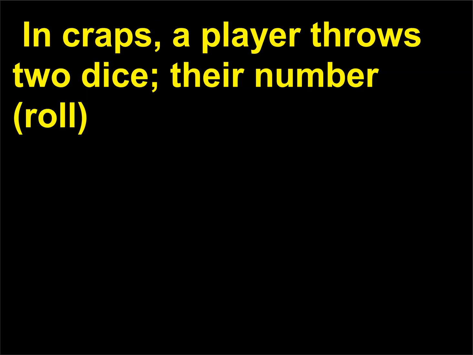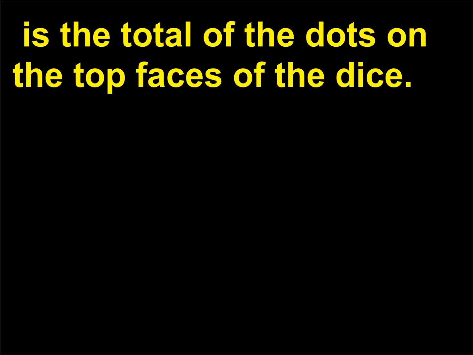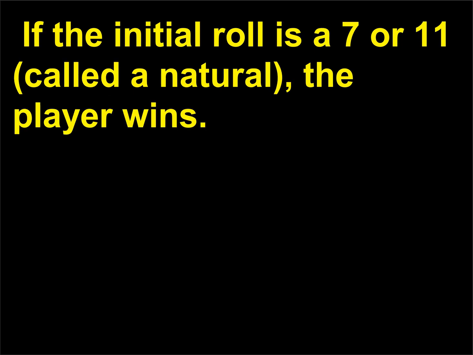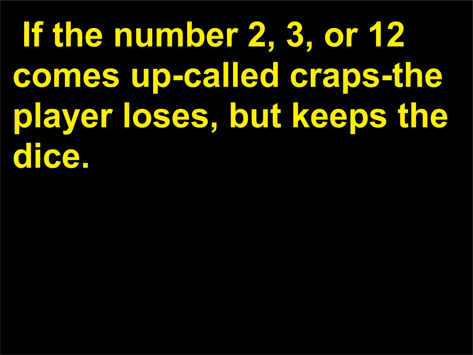In craps, a player throws 2 dice, and their number, or roll, is the total of the dots on the top faces of the dice. If the initial roll is a 7 or 11, called a natural, the player wins. If the number 2, 3, or 12 comes up, called craps, the player loses, but keeps the dice.